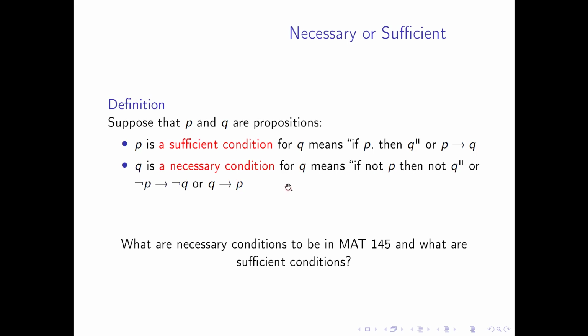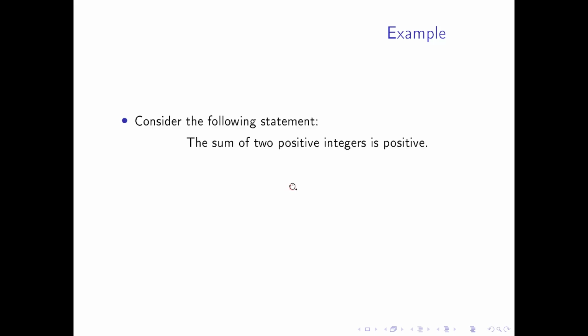So I want you to think about this class. What are the necessary and sufficient conditions to be in this class? Well, sufficient, if you are a computer science major, then you take discrete math. Okay, but does that mean that the only students in discrete math are computer science majors? No. So it's not always the same.